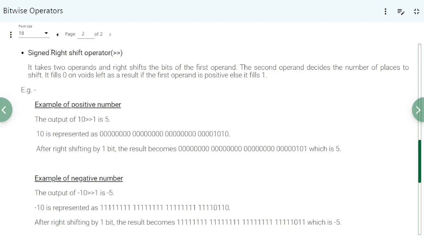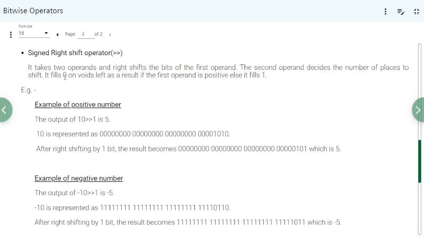And what about this right shift operator? It will do pretty much the same thing as the left shift operator, but instead of left shifting the bits to the left, it will right shift the bits to the right. Okay, so that's the whole difference. It takes two operands and right shifts the bits of the first operand, and the second operand decides the number of places to shift.